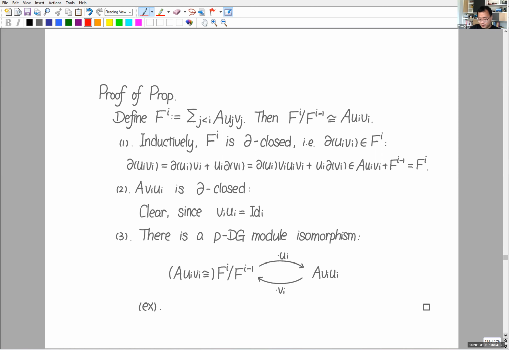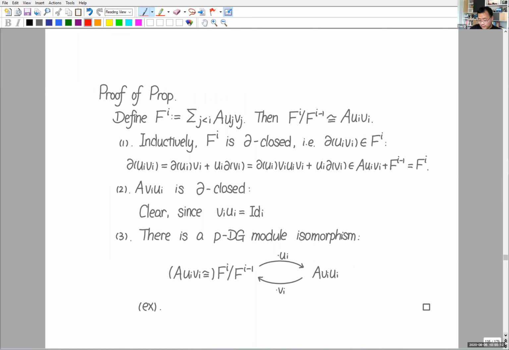So earlier in the abelian context, there's always an isomorphism AUI VI with AVI UI by multiplication by UI and VI, right? But the crux here is that UI and VI do not necessarily commute with D. They don't automatically upgrade to respect the PDG module structure. But under the assumption of the proposition that there is an ordering on these idempotents, you do get this condition that the subquotients are isomorphic as PDG modules.